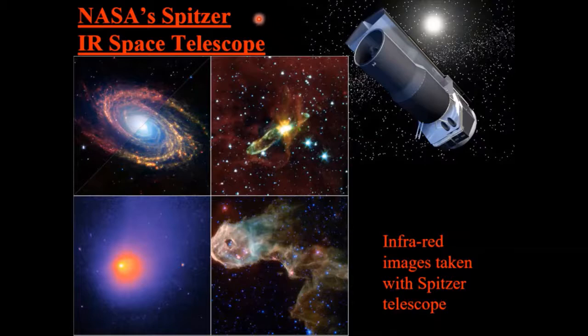One of the most powerful instruments for infrared astronomy was NASA's Spitzer Infrared Space Telescope, and these are some of the images that it has taken in the infrared. And again, this is a satellite telescope that is orbiting around the Earth and shooting the universe, basically shooting photography in the infrared.